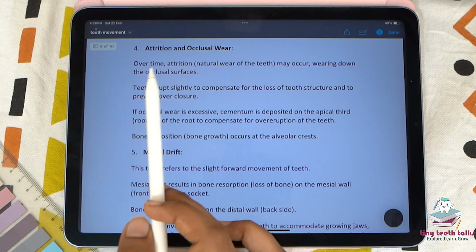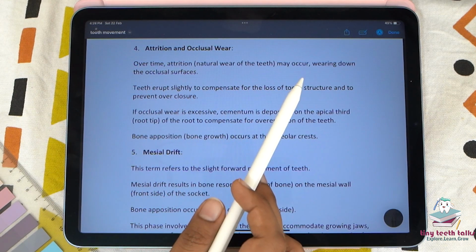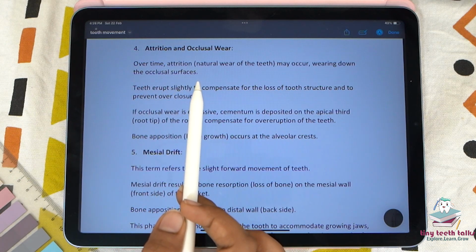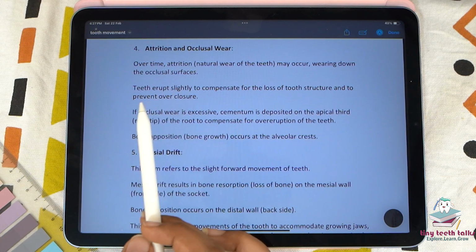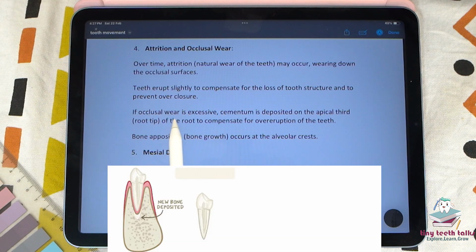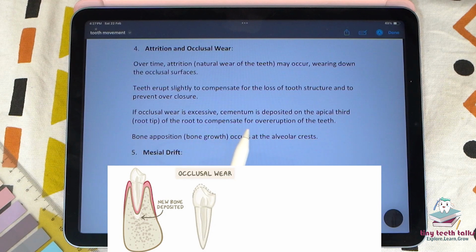Then attrition and occlusal wear. Over time, attrition occurs, wearing down the occlusal surface. Teeth erupt slightly to compensate for the loss of tooth structure and to prevent overclosure. If occlusal wear is excessive, cementum is deposited on the apical third of the root to compensate for the over eruption of the teeth. Bone apposition occurs at the alveolar crest.